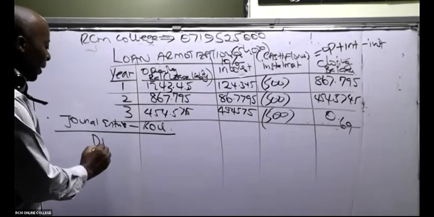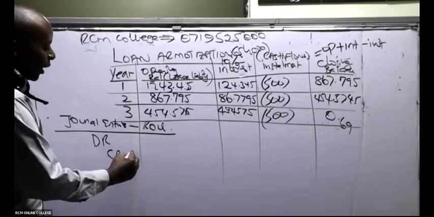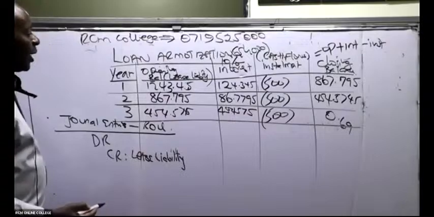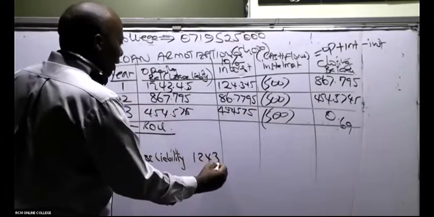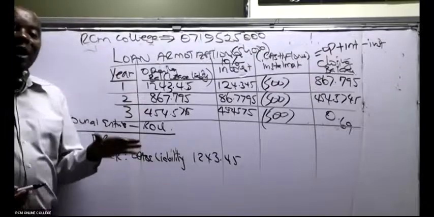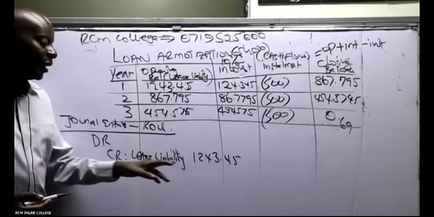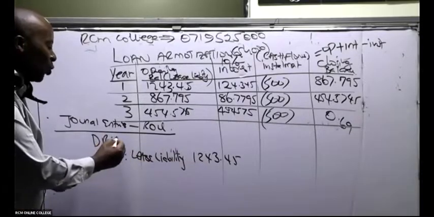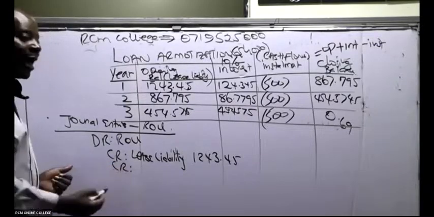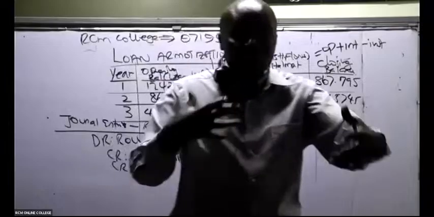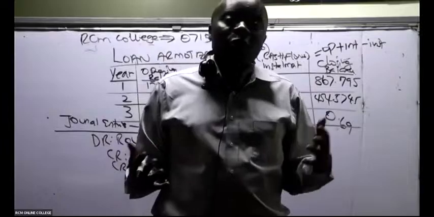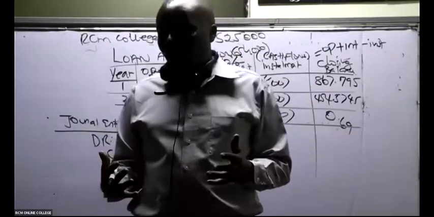So in this case here, we shall debit, we shall credit. Of course, we are crediting lease liability, and the lease liability is 1243.45. Assuming there were no other expenses incurred, this figure is what I would have debited straight away to our asset known as right of use. But in this question, we had some direct costs to enable us to use this asset, perhaps painting, some legal costs, which you have to incur to be able to get this asset called right of use.